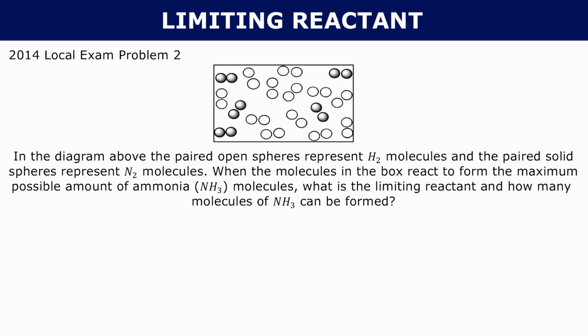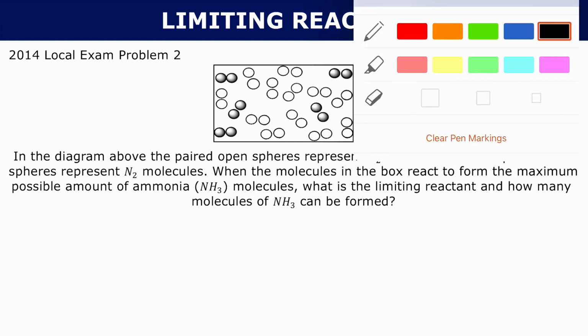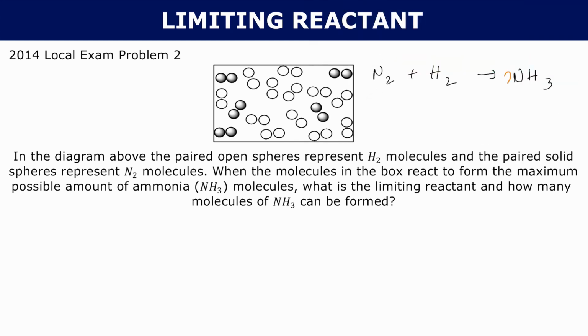So we know that we're reacting nitrogen gas with hydrogen gas to produce ammonia. And as always, it's helpful to write the equation that's happening here, the reaction that's happening here. And of course, we're going to need to balance this too. So we're going to need a 2 here and a 3 here, and that looks balanced.